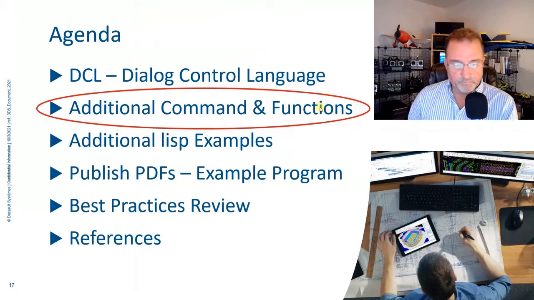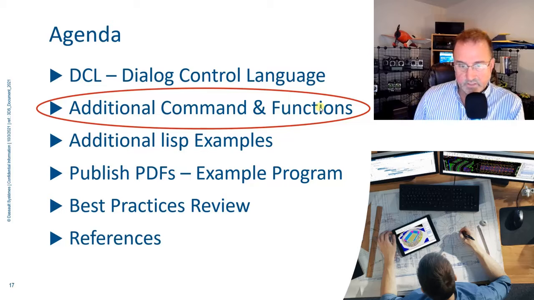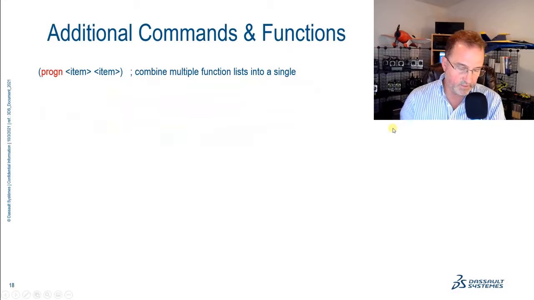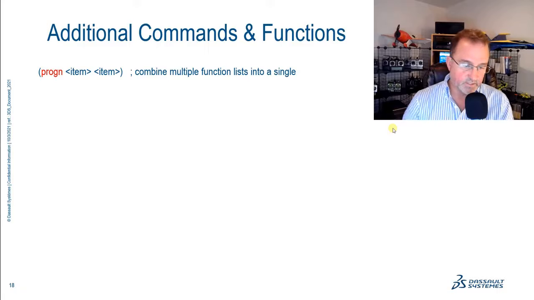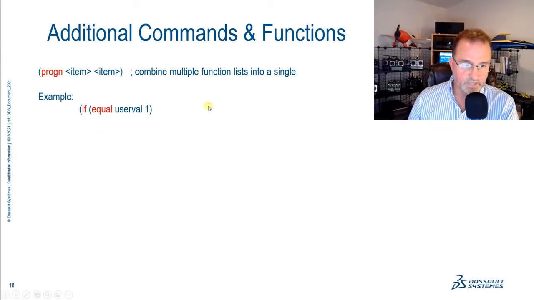So let's talk about a couple different functions or commands that I didn't cover, or maybe missed before. The first one, and you may have seen it, is a function called progn, P-R-O-G-N, and what that does is combine lists of functions together. So where would we use this? Here's a good example. Let's say I have an if statement where I want to check a variable to see if the variable is equal to the integer 1.